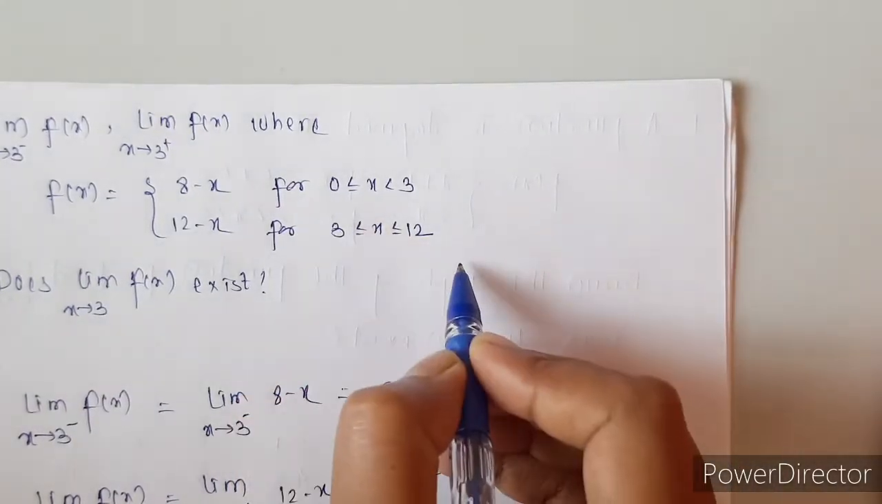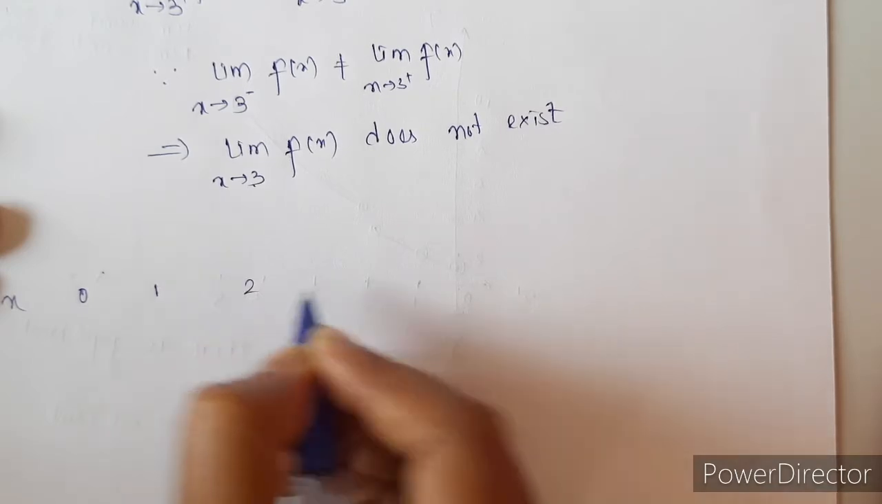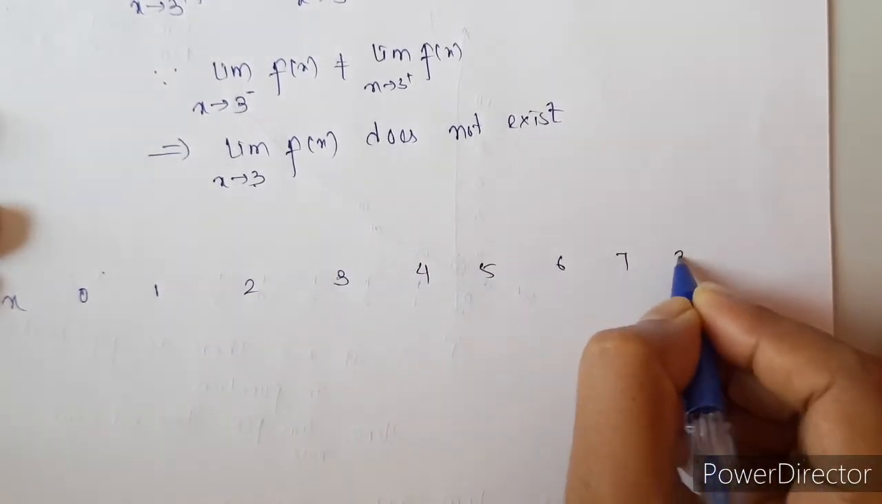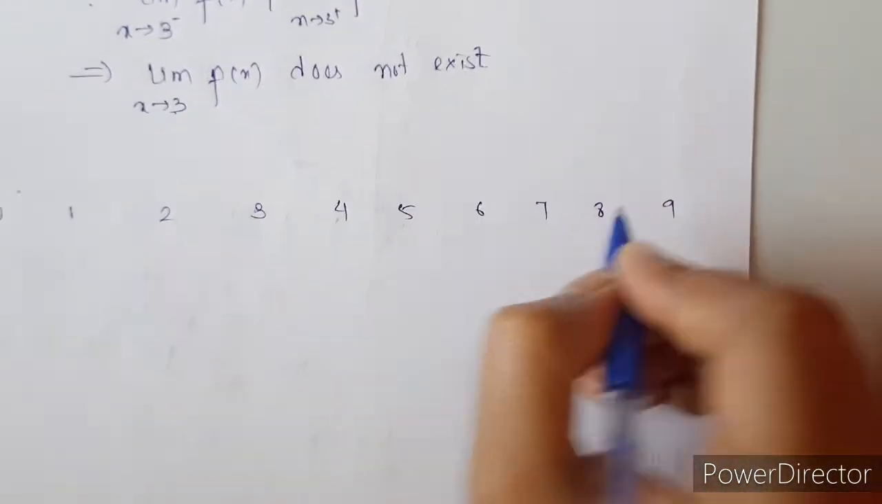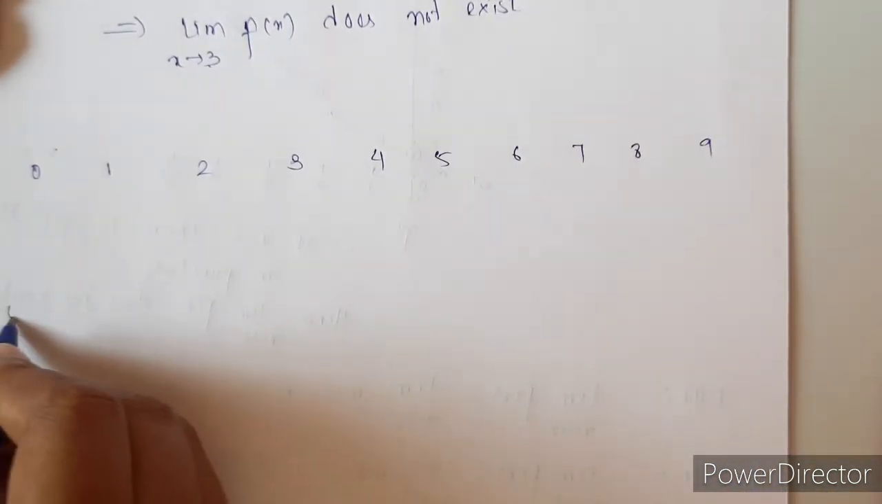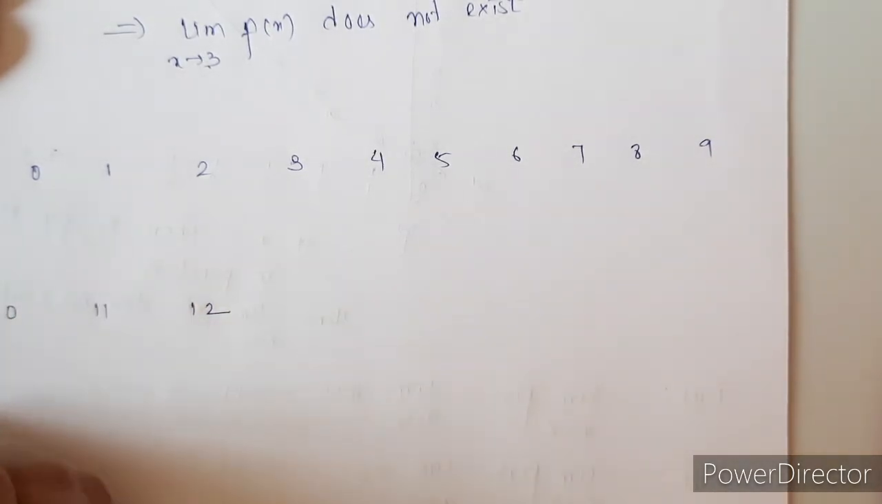So what are the points in domain? It is from 0 till 12. Okay. So let me mark it. We have 0, 1, 2, 3, 4, 5, 6, 7, 8, 9, 10, 11 and 12. So for x we have to find f of x.